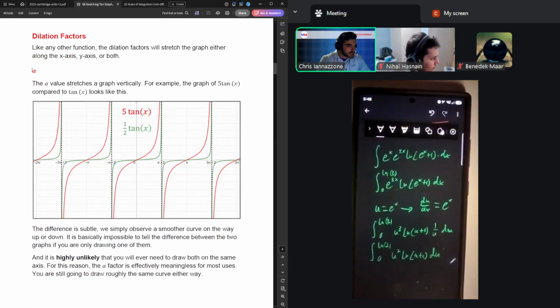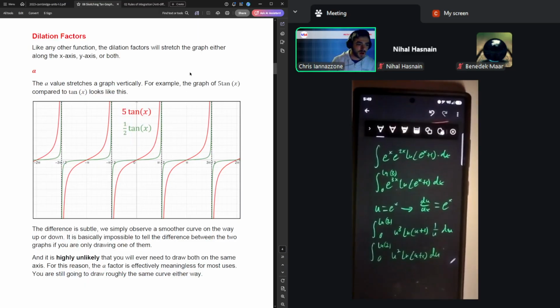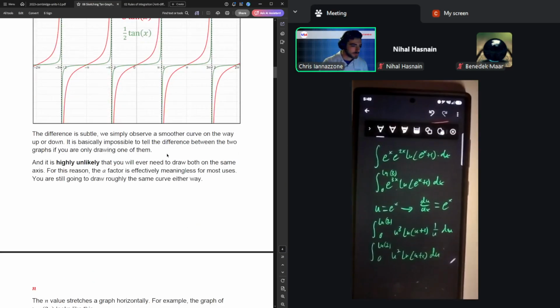As for how each of the terms impact the shape of the graph, the dilation factors obviously do impact it, but it's unlikely it matters, because if you look at what it does, it simply just stretches it in a certain way. And it's highly unlikely you'll ever have to sketch more than one of these on the same set of axes, so as long as you get the rough shape of what tan looks like, you'll be fine. You don't really need to care about the differences between those dilation factors there.